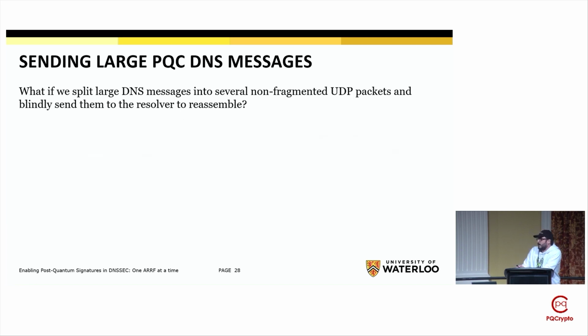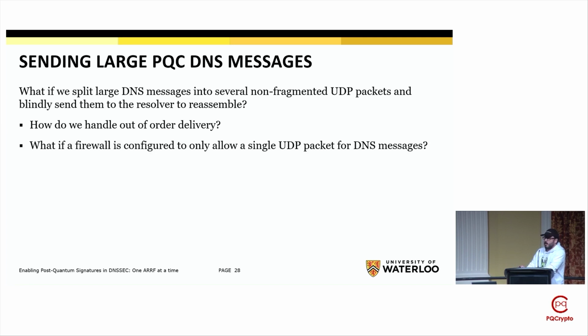Now let's just take the large message as a giant byte string, and every time we hit that threshold, we'll make a whole new UDP packet, shove the rest of the byte string in there, and we'll just blindly send them to the resolver. Well, with this idea, how do we handle out-of-order delivery? UDP does not guarantee packet order. You still have the same problem of middle boxes might only expect a single DNS response.